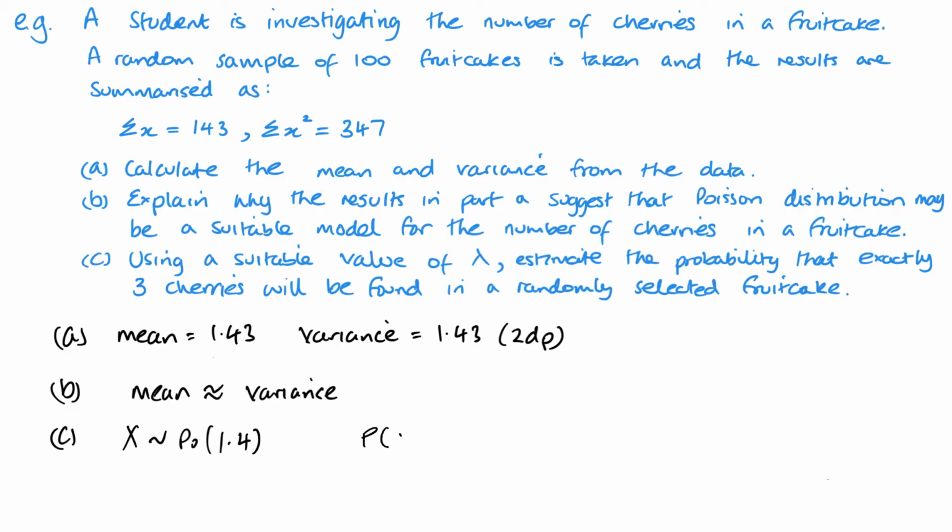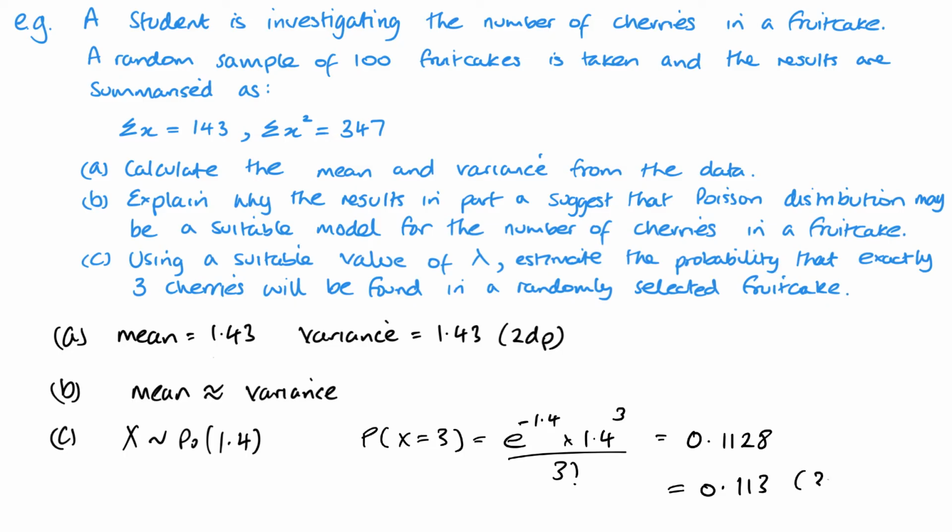So we want to find the probability when x equals 3. So this is now e to the minus lambda times lambda to the power 3 over 3 factorial. And that gives me 0.1128 to 4 decimal places, or 0.113 to 3 significant figures. So it's up to you how accurate you are.